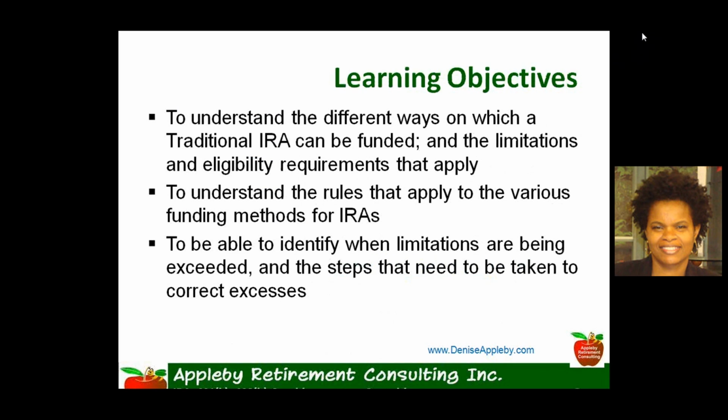So the learning objective today is to understand the different ways in which IRAs, a traditional IRA, can be funded. We're going to be talking about Roth IRAs as well, and we're going to be looking at the limitations that apply to some of the different funding methods, and the issue of what if someone exceeds the funding limits that are in effect. How serious is that? Are there consequences? And if so, what are those consequences?